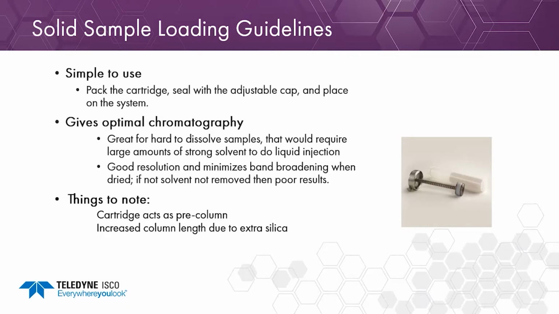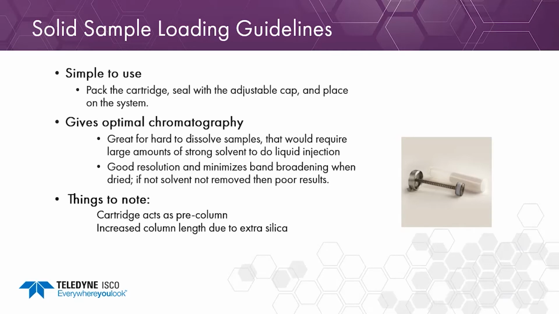The other thing is that this cartridge can act as a pre-column. So this is really good for helping to prevent precipitation of any impurities and clogging at the column head. And also if you are using reusable columns like C18, this helps protect that column because none of the particulates are able to get to it. They're on the guard column instead.